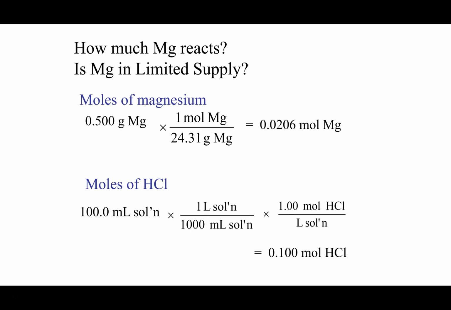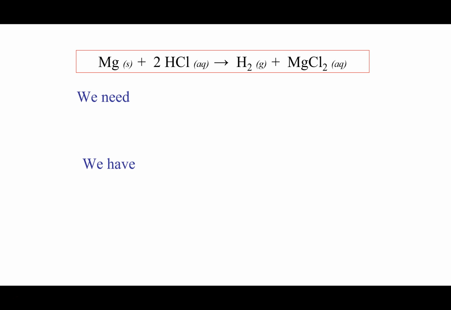Again, this is the sort of calculation we did back in Unit 2. So these are our have moles. I'm going to take a ratio of those have moles and compare it to a ratio of the need moles from the stoichiometry. From the stoichiometry, we need 2 moles of HCl for every 1 mole of magnesium. Divide that out, you get 2. So our need ratio is 2 moles per 1 mole.